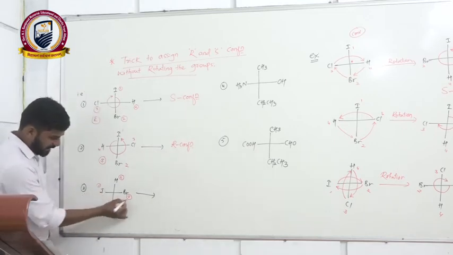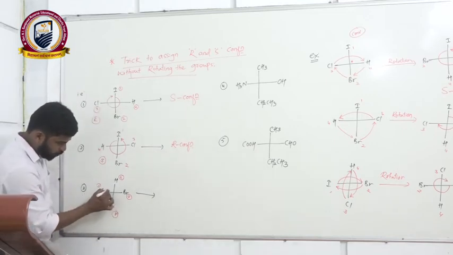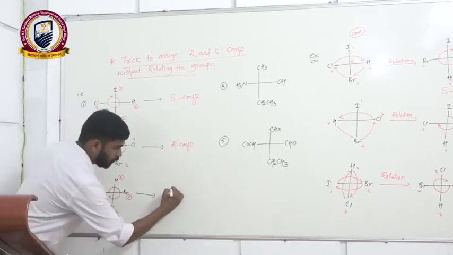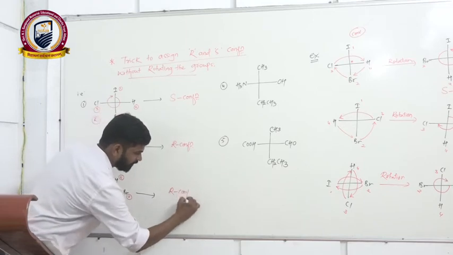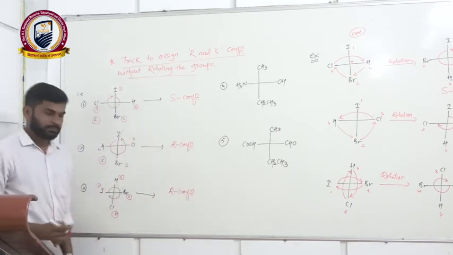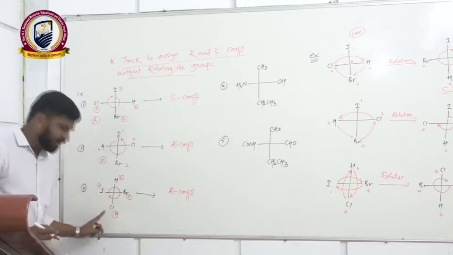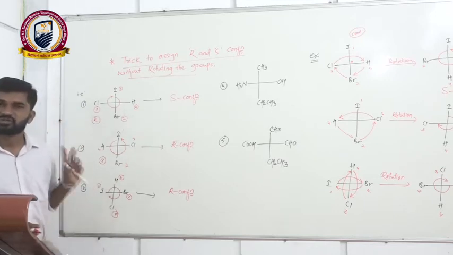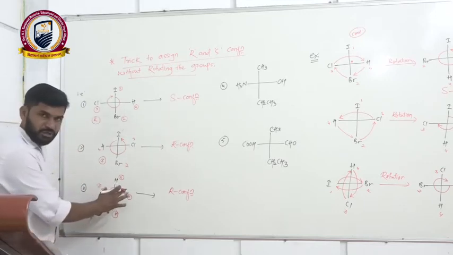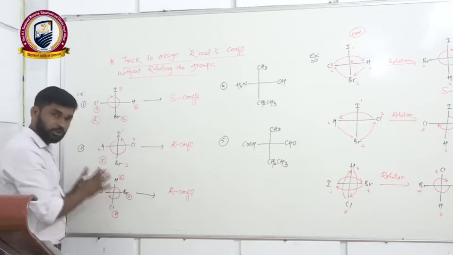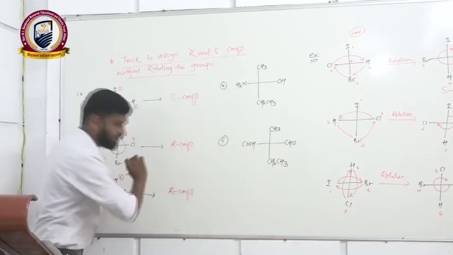So first, second, third: what type of rotation is it? 1, 2, 3 means what type of rotation? Clockwise rotation means what type of configuration? R configuration. If the lowest priority group is at the bottom, you will definitely get R configuration only. Understood now? Without rotating the groups, we get the configuration.